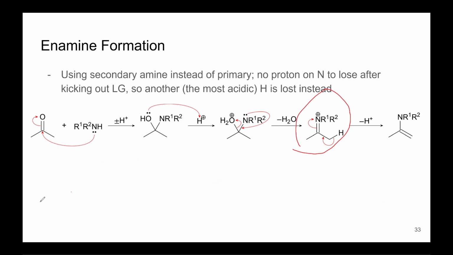So in that case, because we want to form a very stable product, this proton here, which is the most acidic proton in this entire molecule, will get kicked out instead, and you will form a double bond here next to your original electrophilic carbon. So instead of having a double bond here, you have a double bond here. So remember that this hydrogen is the most acidic out of all the hydrogens inside this molecule, so this hydrogen will get kicked out.